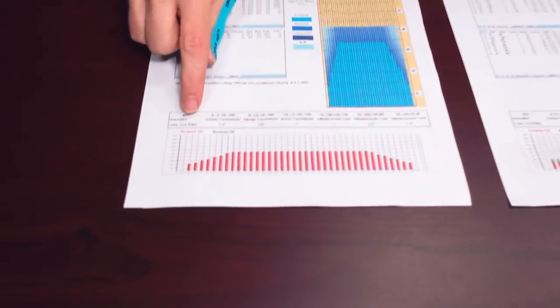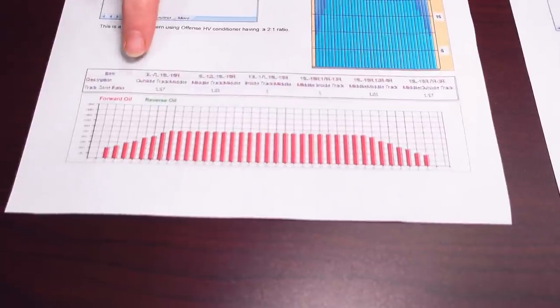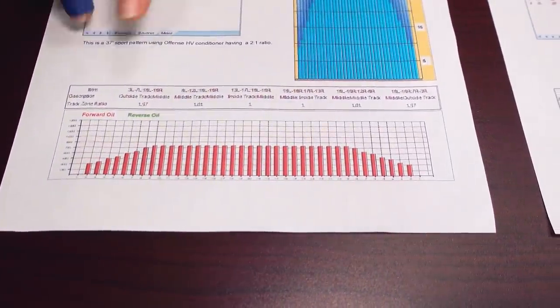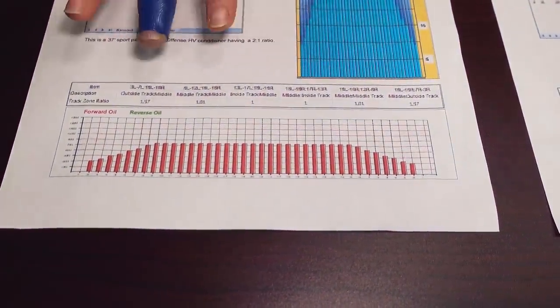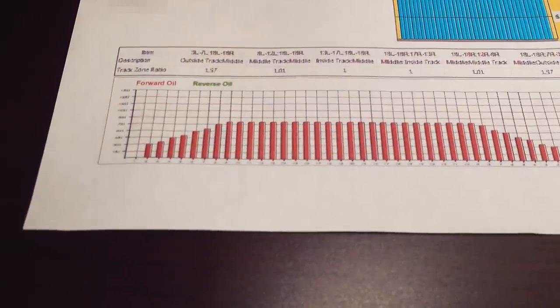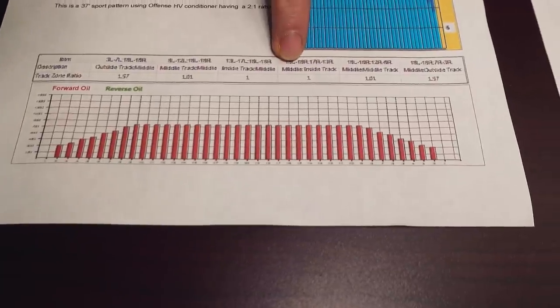The next thing that I think is important is I go all the way to the bottom of the sheet and I'm looking at this graph. This is telling you how the oil is distributed across the lane. Everything is based off of one. On the outside, you can see the buildup of oil is 1.57 to 1, and in the middle of the pattern, it's 1 to 1.